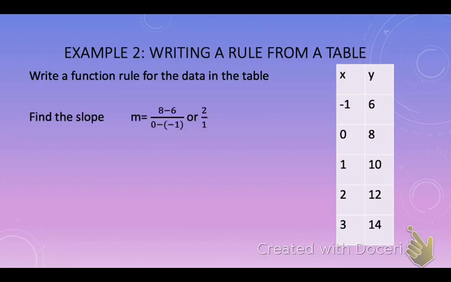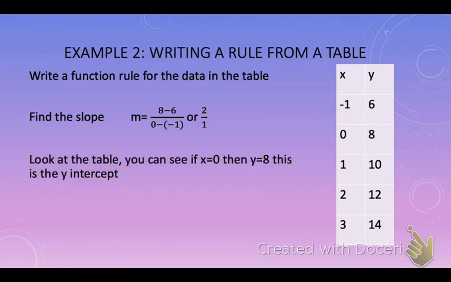Okay, so the first thing I want to do is find the slope. I can pick any 2 points. So remember, the slope is the difference in the change. So I took 8 minus 6 and 0 minus negative 1, which gives me 2 over 1. So we know our slope is 2. Then I want to look at the table because I want to find out where my y-intercept is. So if I look at the table, I look to see when x equals 0. That's my y-intercept. So at this point, it's 8.